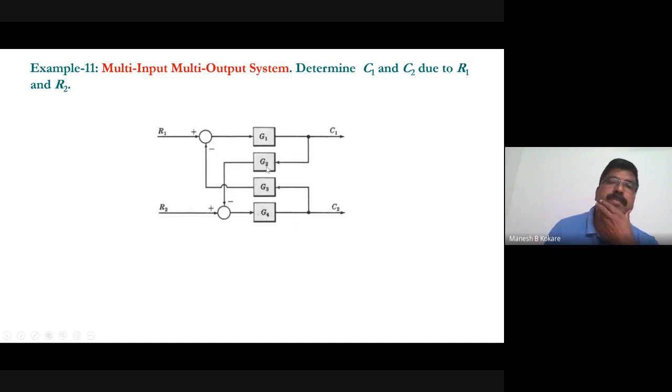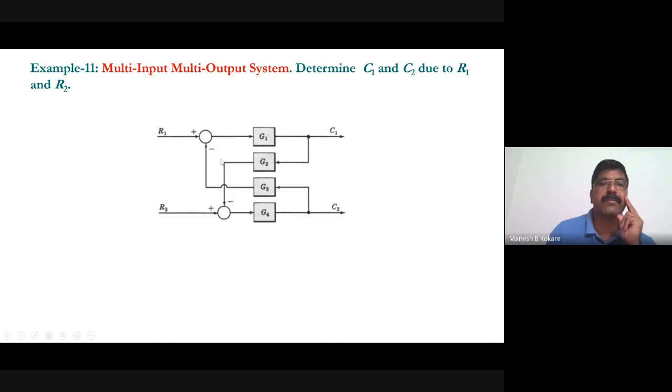Can somebody tell me? When you are considering R1 as input, at that time R2 is 0 and C2 is also not considered. So if this is removed, there is no point of this summing point. So this Z2 will be in cascade with Z4, and this will be in cascade with G3, and that will be in loop with this one. So your forward path transfer function will be Z1, and your feedback path will be what? This is minus sign, and again this is minus sign. What will happen? Minus minus, it will become plus now.